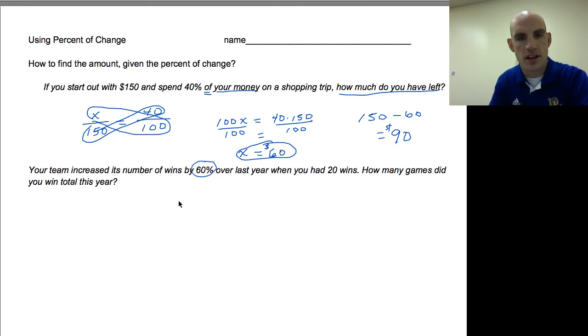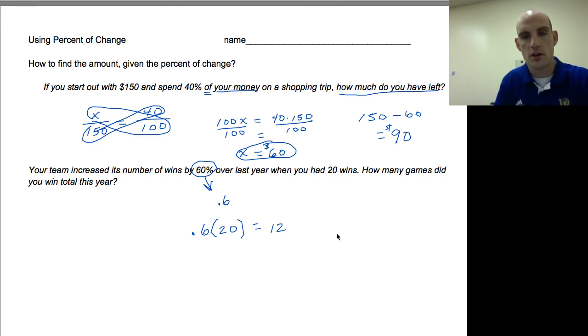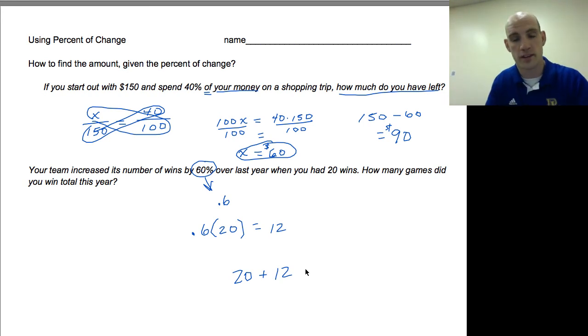Well, this 60% can also be written as 0.6. And so if I want to know what 60% of 20 is, because I know that "of" means multiply, I can do 0.6 times 20. Because that's going to give me what 60% of 20 is. Well, that's 12. So 60% of 20 is 12. Well, if I had 20 wins plus an additional 60%, plus 12 wins, I'm going to end up with 32 wins.